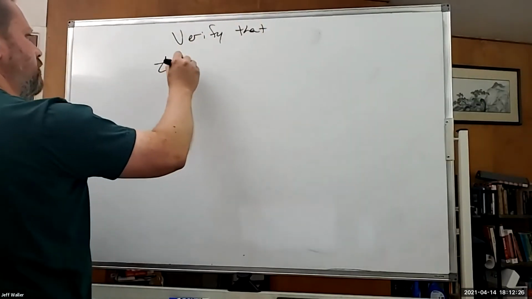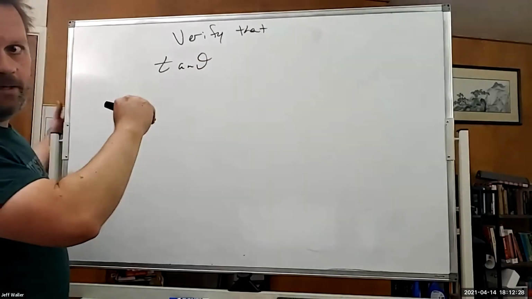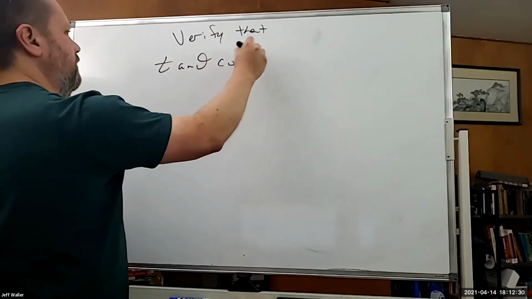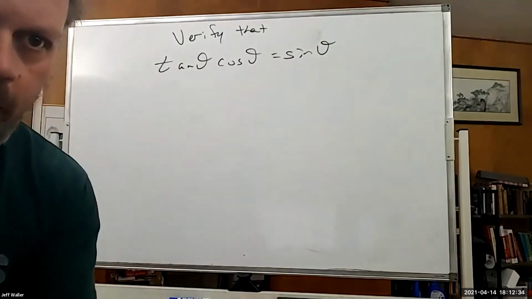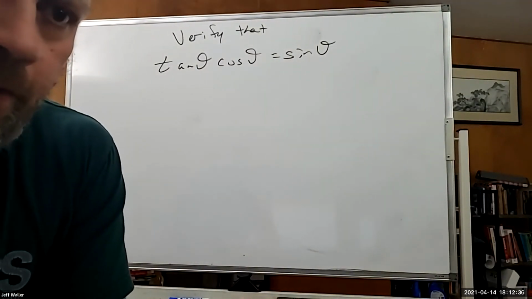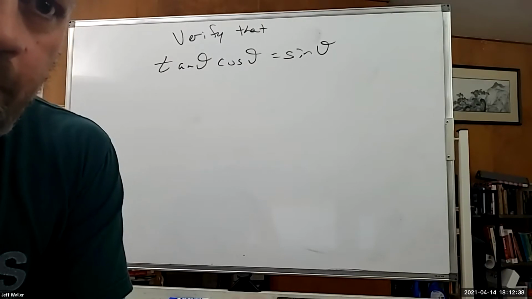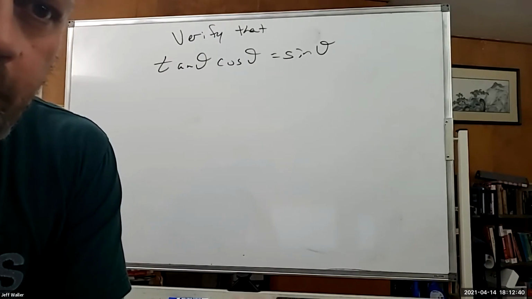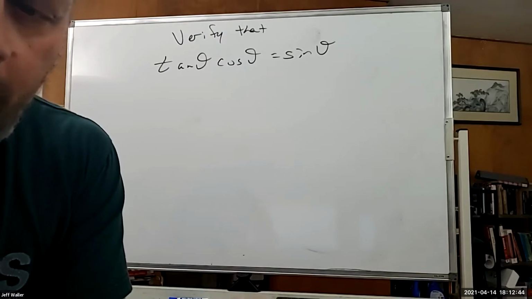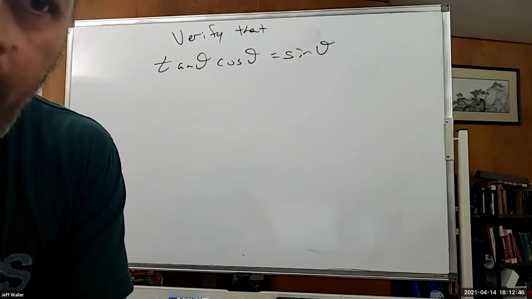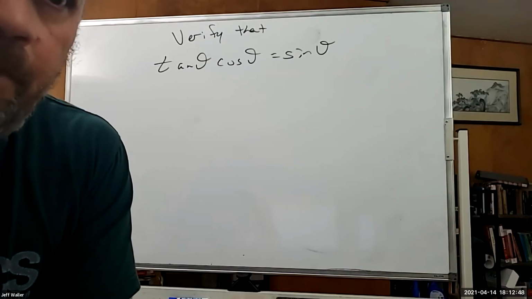Verify that tangent theta, cosine theta. Oh, this is easy. Oh God, this is too easy. All right, so there was a problem like this on the quiz. It was the bonus problem. Do you guys remember that bonus problem? Anybody look at it? Yeah. Okay. I was going to ask what I did wrong.